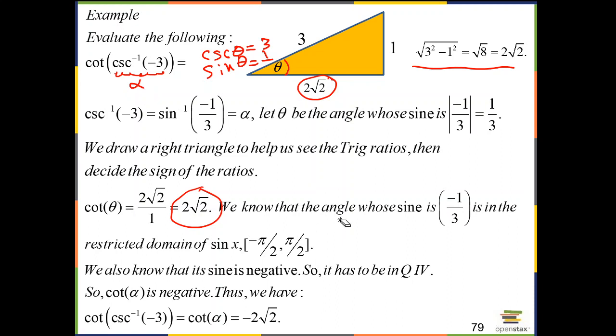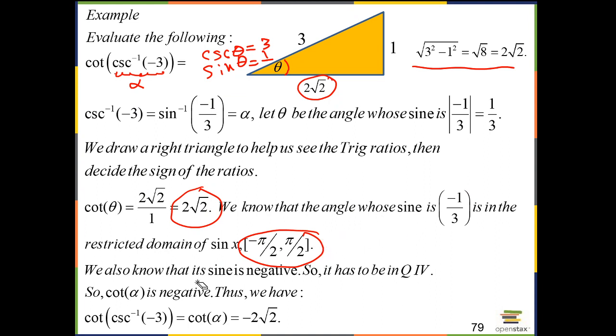So we know that the angle whose sine is negative 1 over 3 is in the restricted domain of sine, which has to be here, right? Because that's what the restricted domain for sine inverse is, right? The restricted domain for sine to take the inverse of it.